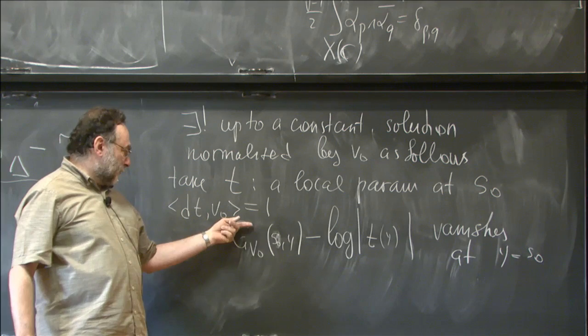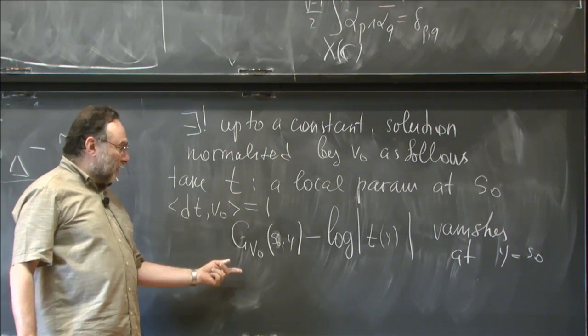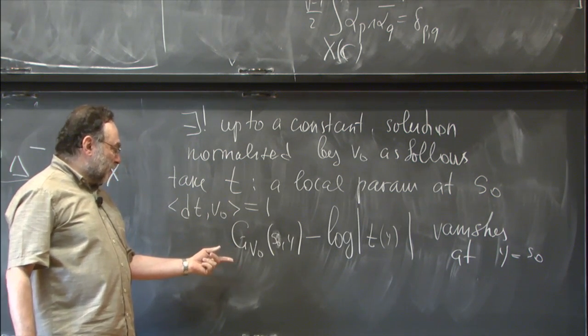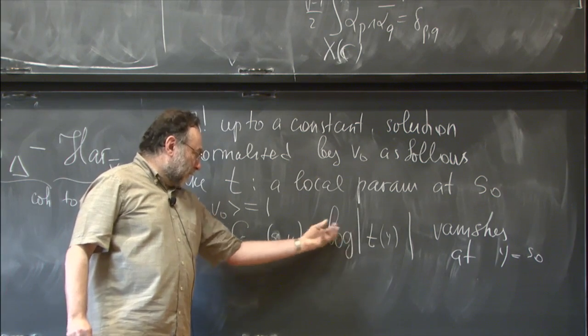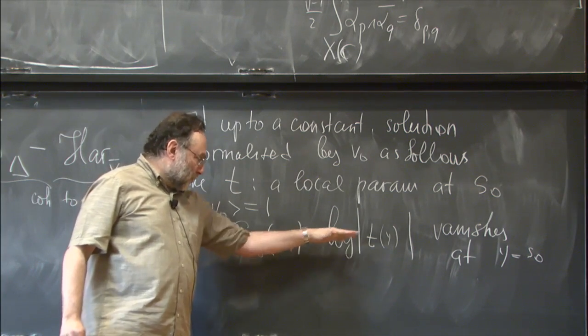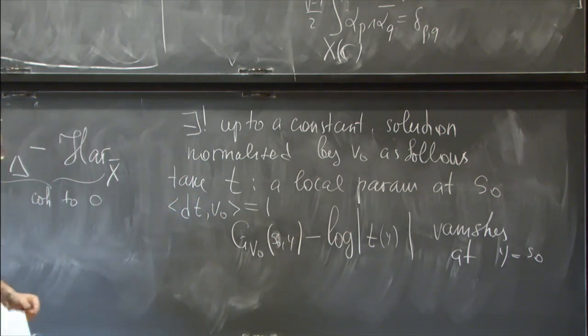But you can always add a constant to the Green function. So how do you normalize this constant? You normalize it by the condition that this log t not only gives the singularity, it also gives you the constant terms. This difference is 0. So then it's uniquely defined. Okay?